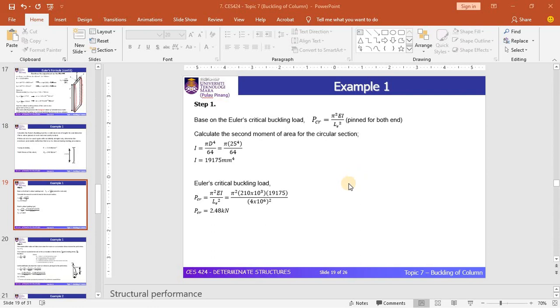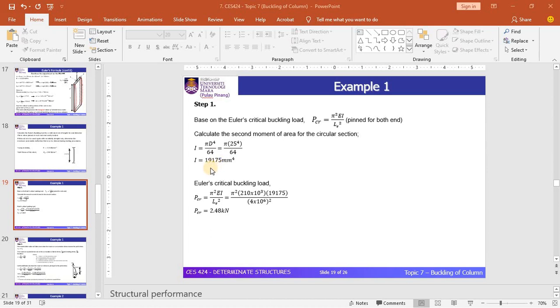We know that Euler's formula is given by this equation, which is pi square EI over LE square. In this case, you need to calculate the value of the second moment of inertia. Sometimes we call it the second moment of area. Since this is a circular section, you use this formula to calculate the second moment of inertia for the column, which is given by pi d to the power of 4 divided by 64. By substituting the diameter of the column, you can see that I is given by this value.